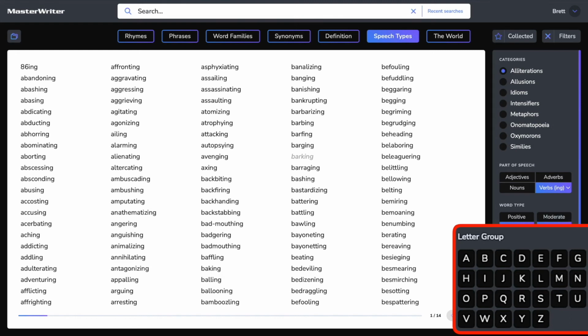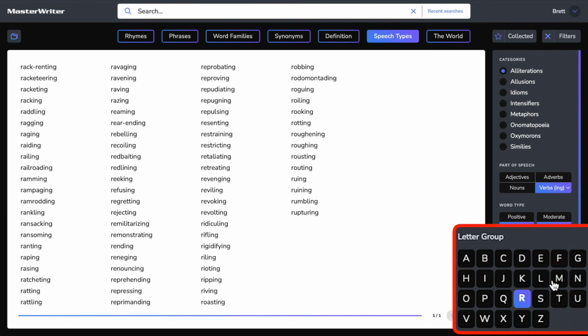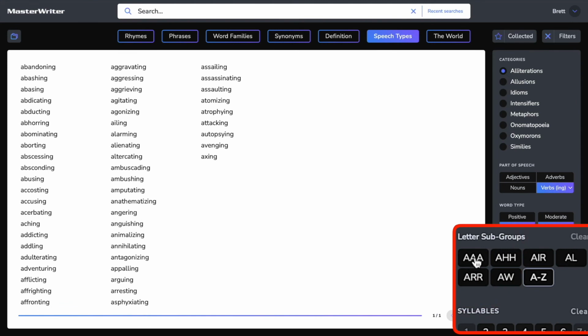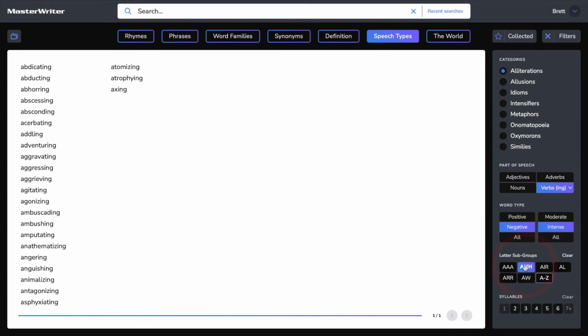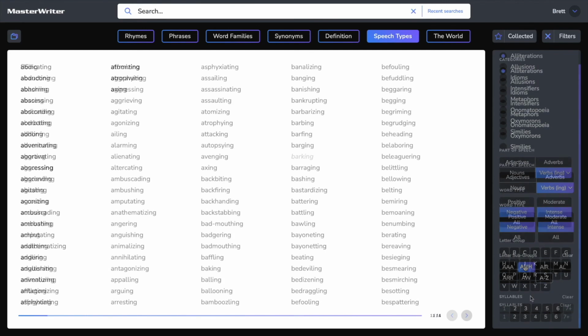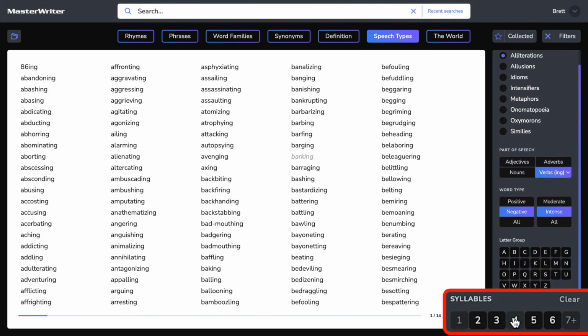And because alliterations rely on the initial consonant sound, you can filter by letter group to hone in on the sound you want to convey. First, choose the letter group, and then you can filter further by letter subgroups, which really let you dial in the sound of the alliterations you're looking for. As always, you can filter by syllable, which is very useful when using them in songs and poetry.